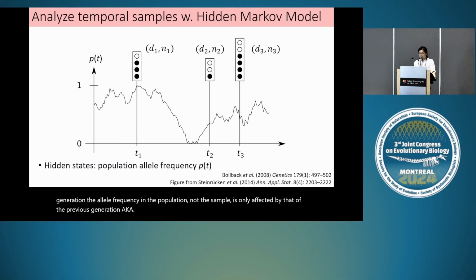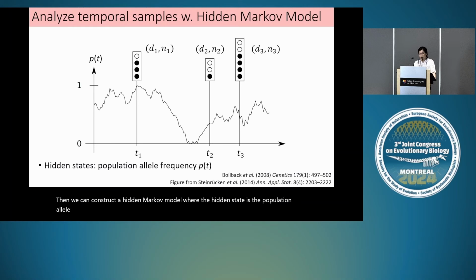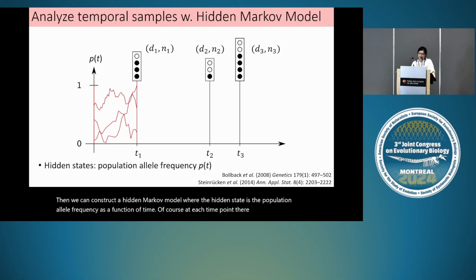Then we can construct a hidden Markov model where the hidden state is the population allele frequency as a function of time. Of course, at each time point, there are definitely way more than one possible frequency value. So rather, it's a probability distribution for the allele frequency here. As time passes, we can use transition density function to describe influences from mutation, selection, and drift under Wright-Fisher model.